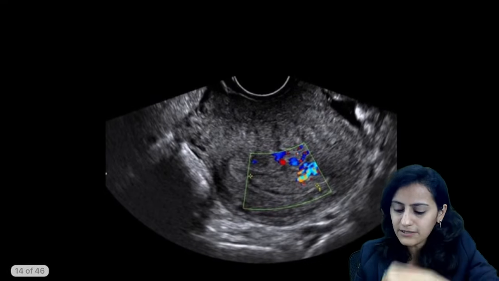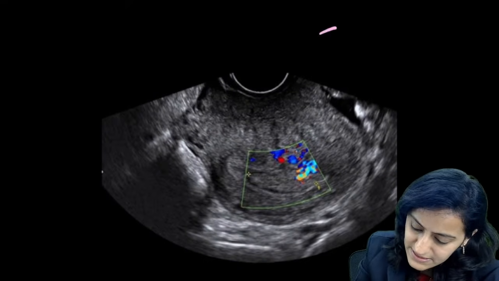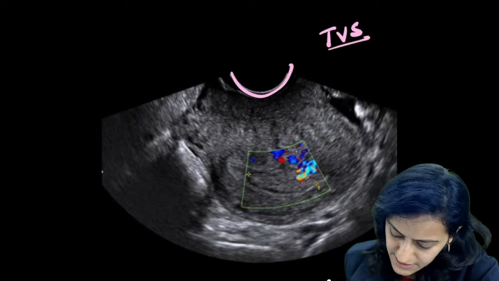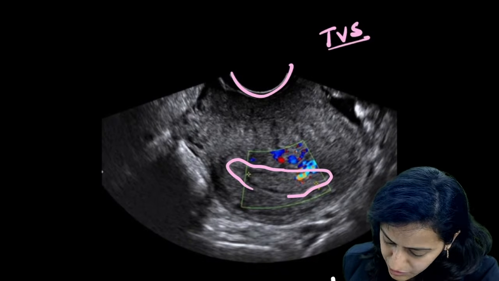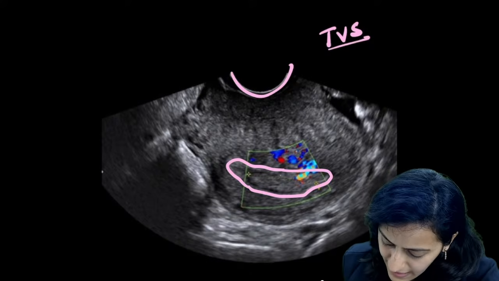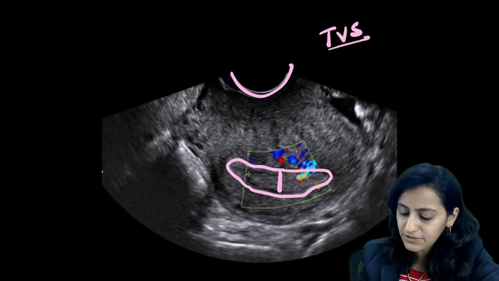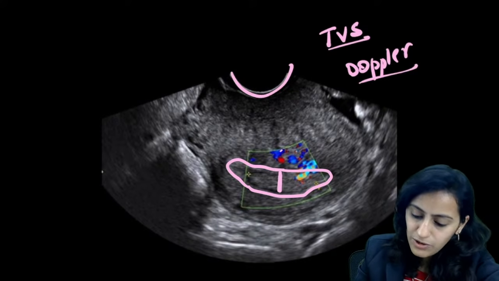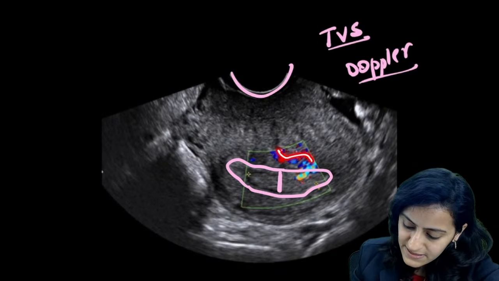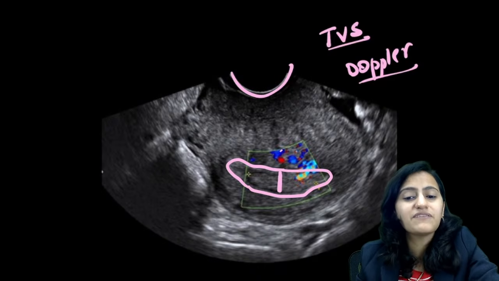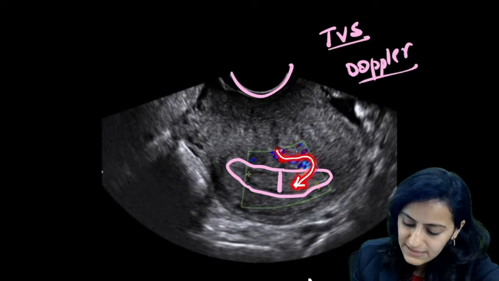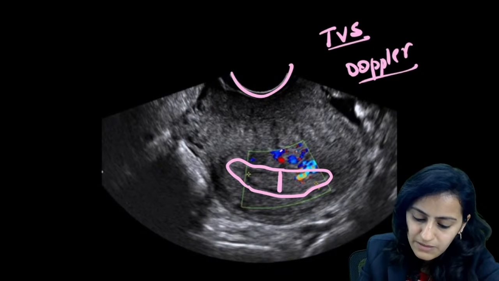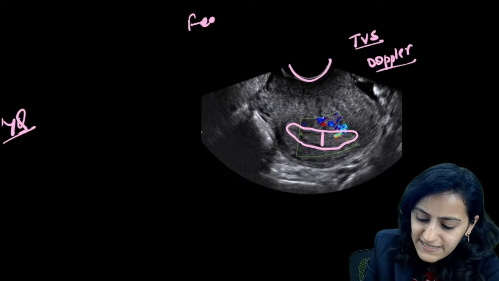So what do we see here? What investigation is this? This is a transvaginal sonography, right? And what do we see here? This is the endometrium, the echogenic endometrium, and inside the endometrium there is something. This is the Doppler, TVS with the Doppler on. And what we see on the Doppler is the vascularity, that is the feeding vessel that is supplying the endometrial polyp, right? So the most important point to be remembered here is that feeding vessel sign.